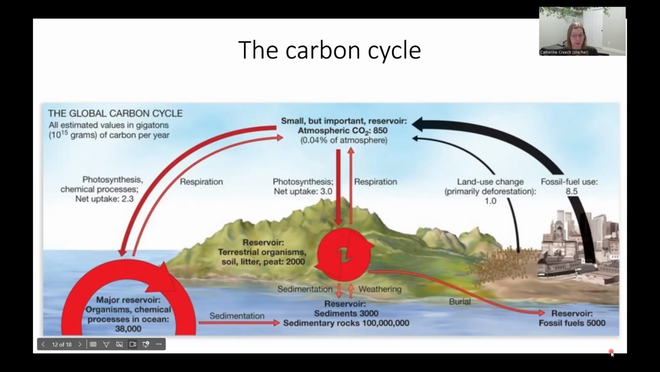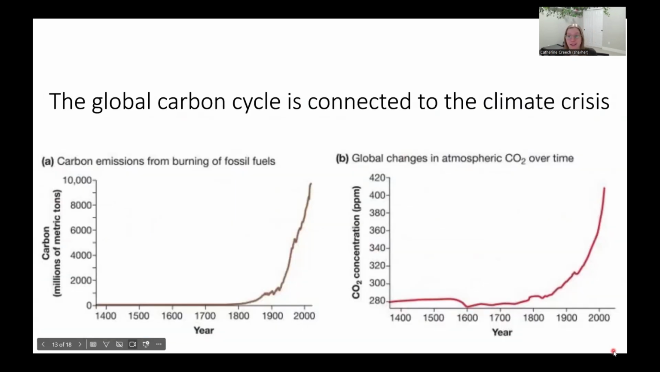We've got some great data that we're going to talk about in detail later in the term when we talk about climate change. But just a little preview for you. The carbon cycle has shifted when humans started burning fossil fuels. So we have graph A, carbon emissions from burning fossil fuels. And then we have global changes in atmospheric carbon dioxide over time.